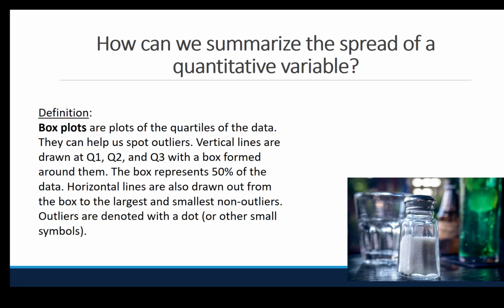The 5-number summary can be visualized with a box plot. Box plots are plots of the quartiles of the data. They can help us spot outliers. Vertical lines are drawn at Q1, Q2, and Q3 with a box formed around them. The box represents 50% of the data. Horizontal lines are also drawn out from the box to the largest and smallest non-outliers. Outliers are denoted with a dot or other small symbols. Located in the video script is an additional video with an informative example of a box plot and quartiles.